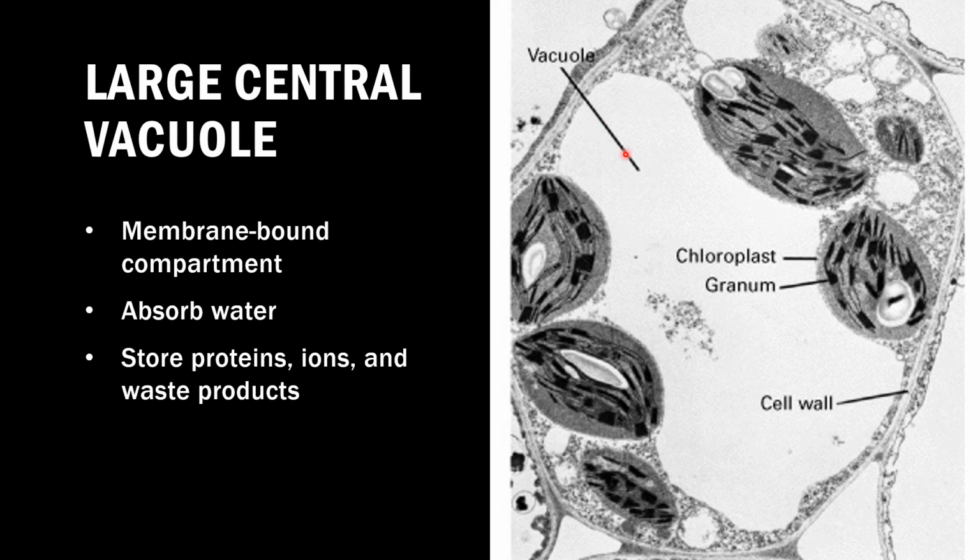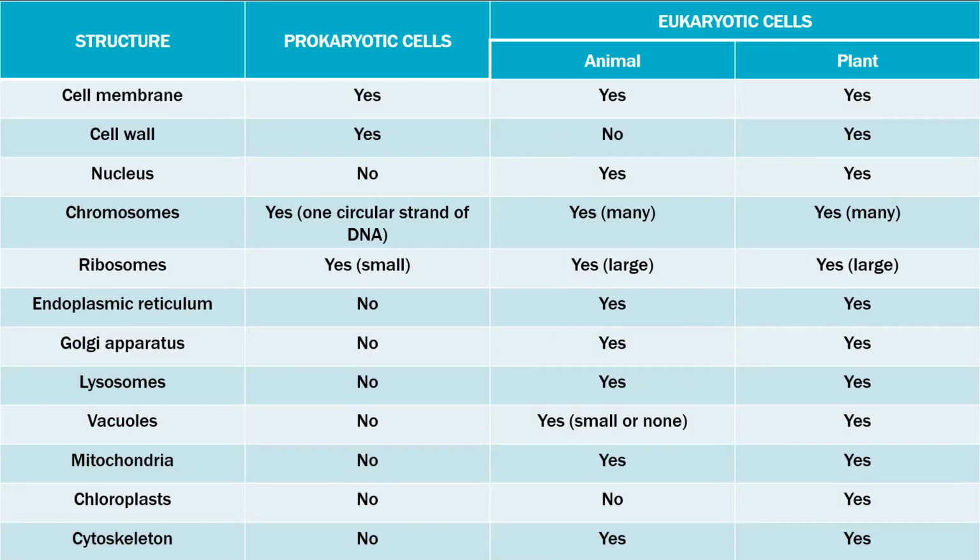As you can see here in the picture, it almost takes up the whole cell, like the space of the whole cell. So this from here until here actually is the vacuole. So that's how big the large central vacuole is.